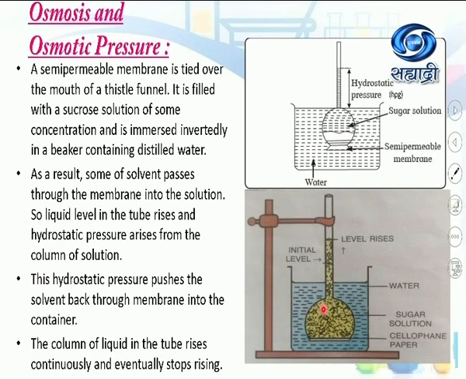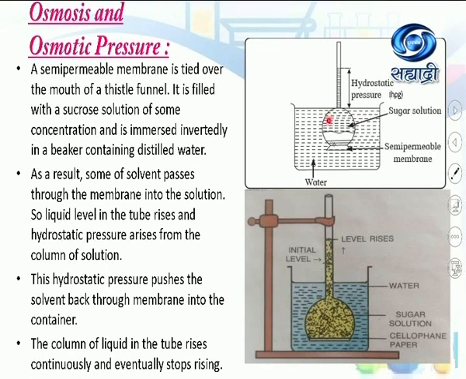म्हणजे दुसऱ्या बुक मधली कुठली तरी फिगर घेतलेली आहे की जेणे इथं कलर डिफरन्स आहे, त्यामुळे तुम्हाला सोल्युशन आणि सॉल्व्हंट ह्याचं सेपरेशन कळेल. Now a semi-permeable membrane is tied over the mouth of a thistle funnel and it is filled with a sucrose solution of some concentration and is immersed invertedly in a beaker containing distilled water.